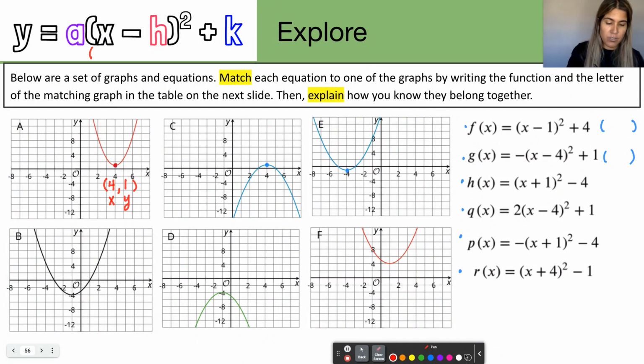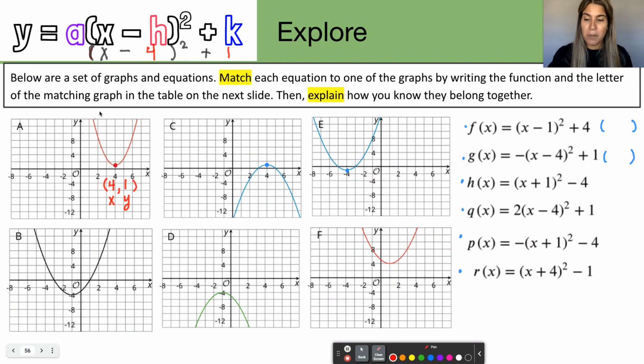My equation here in vertex form is (x minus blank) squared plus blank, so I left the space to substitute. h is the x value, so it's x minus 4, squared, plus y, which is 1. Now that I have this form, I can match it up to my different functions.